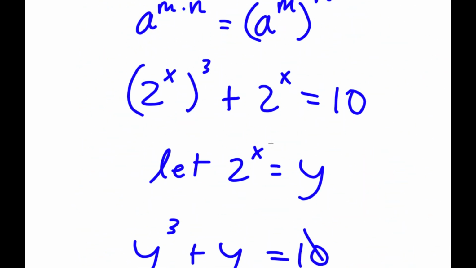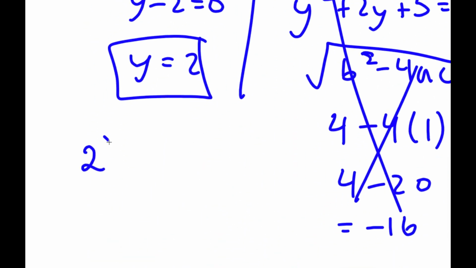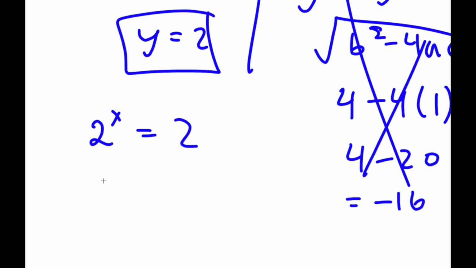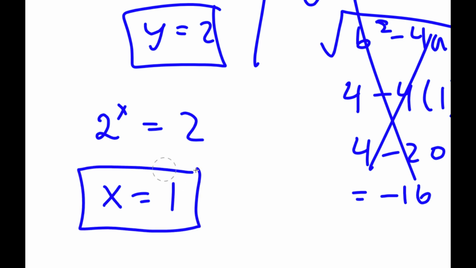So now going back here, remember how we set 2 to the power of x equal to y. So this means that 2 to the power of x is equal to 2. So 2 to the power of what number is equal to 2? 1, right? Meaning x is equal to 1. So this is my solution.